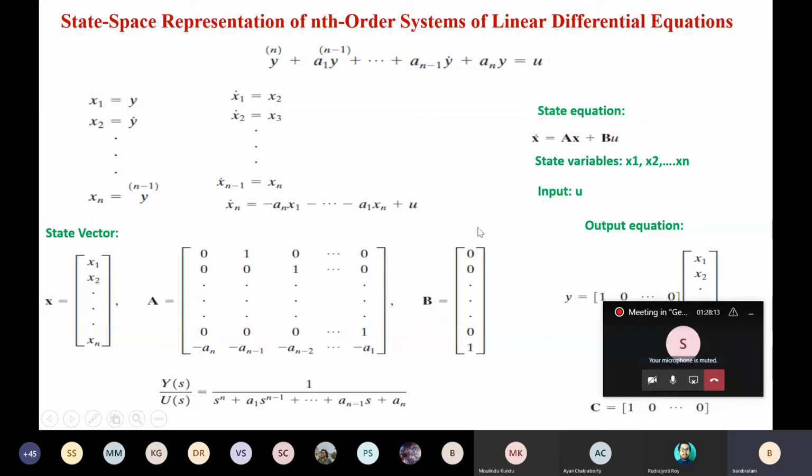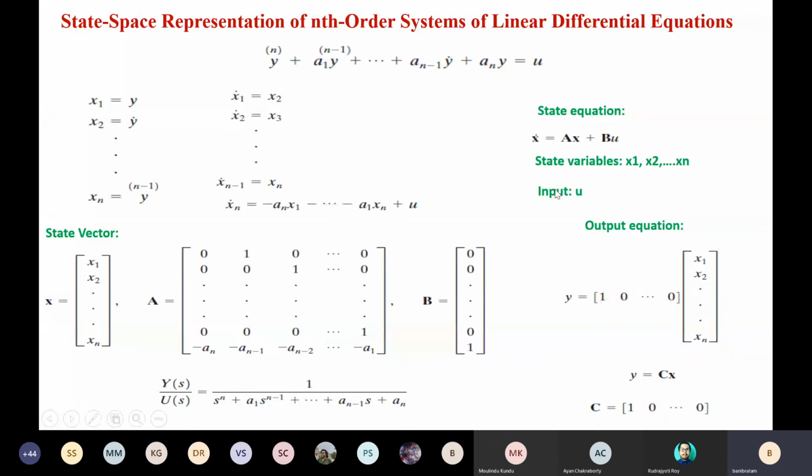Similarly, in all these equations, only in the last equation the term u is present. In other equations u is not present. So in this vector b, only the last term will be 1, all other terms are 0. Fine. And that will be multiplied with u. So we represent this nth order differential equation as n number of first order differential equations, in this form, x dot equals to ax plus bu.